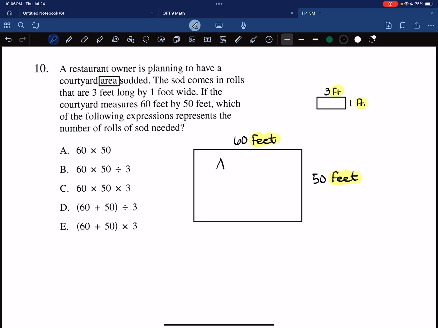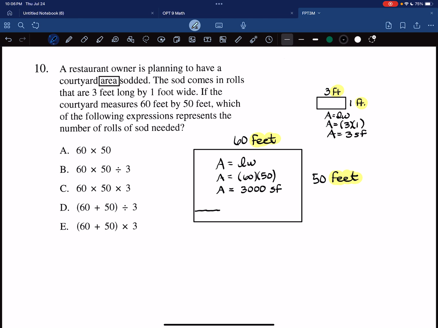So I would want to know the area of the courtyard itself. So that's going to be 60 by 50. And if I solved it, it would be 3, 0, and 2 more zeros. So 3,000 square feet. And then the area here would be length times width, or 3 times 1. The area of the sod is 3 square feet.